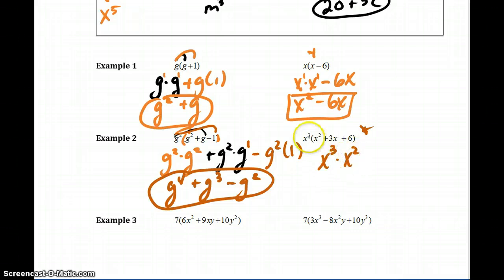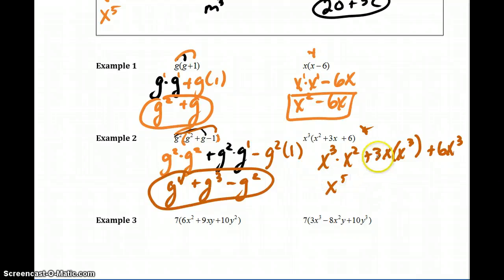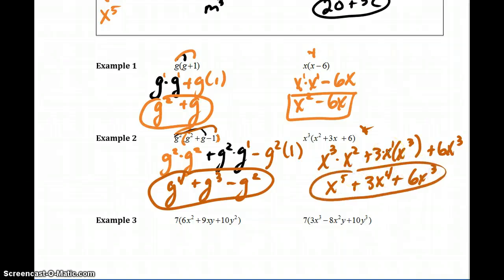On this example, we should have x to the 3rd times x squared. It should be plus 3x times x to the 3rd, and it should be plus 6x to the 3rd. So when we do this, we have x to the 5th, and then we have 3x, and all of these are multiplying, so we have a 3x to the 4th, and then plus 6x to the 3rd. Again, it's my hope that you could do that problem on your own after seeing the example on 2.